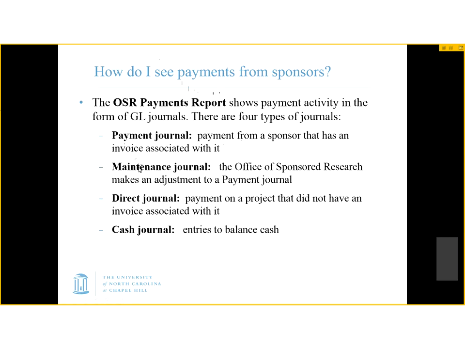So you will see maintenance journals on your payments report. A direct journal is a payment we received from a sponsor, and there's no associated invoice to go with that payment. It was just money that we didn't send an invoice for.